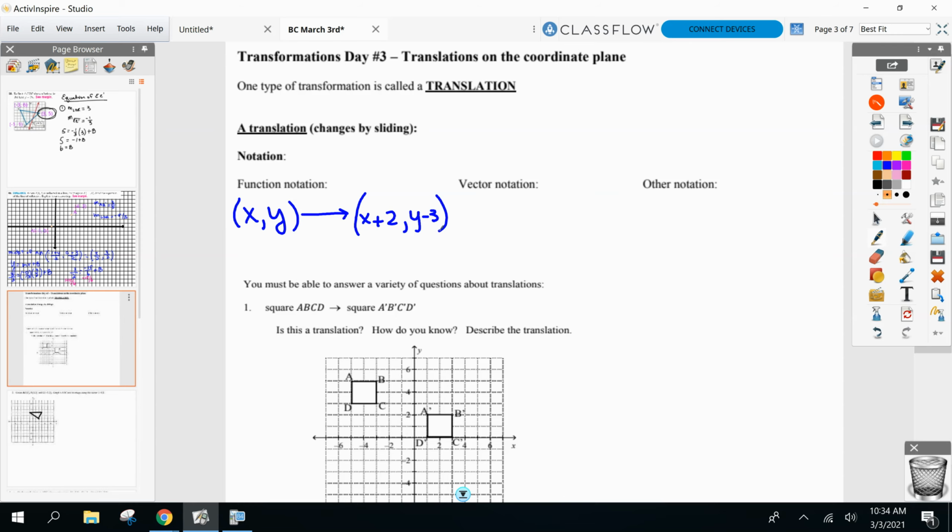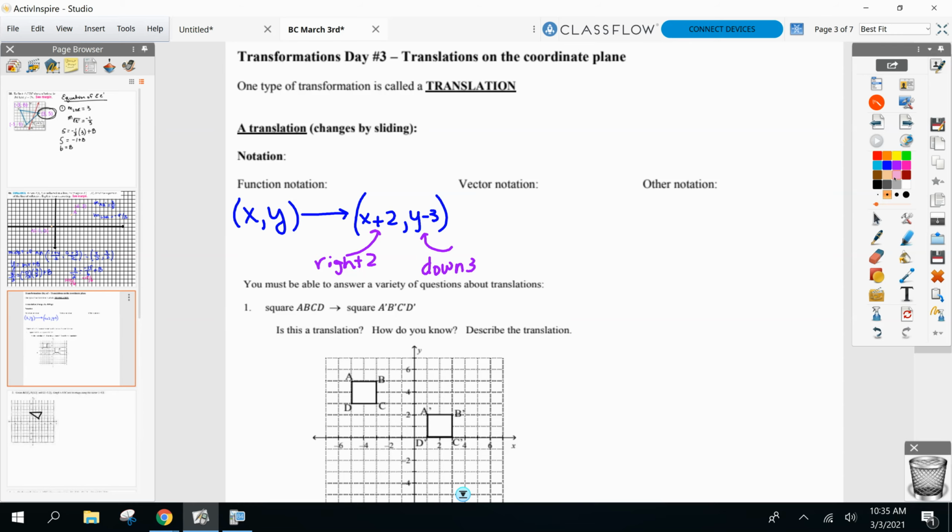What directions are we going when I write that? X plus 2. Think about your x-axis. Right 2. So this is saying all your points are going to go right 2. And when you see y minus 3, what do you think's happening? Go down 3. Because when you're doing a translation, you're sliding up, down, left, and right. So everyone take all the points, go right 2, down 3. That's called function notation.